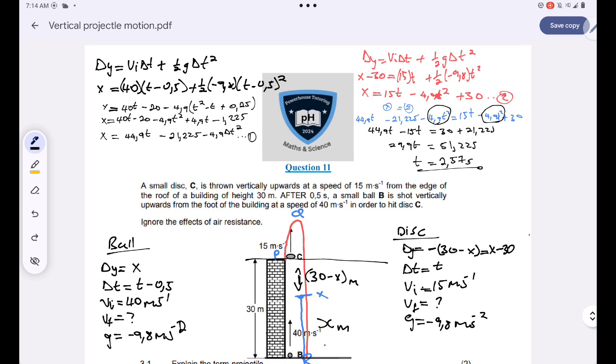Remember that, guys, we've taken information for ball B and for disc C. Are you together? This is the information of the ball, and then the red part is the information for the disc. And then both equations are equal to the same thing because they are at the same height above the ground. Are you together? Yeah, and then I've made equation 1 equal to equation 2. Then I've solved for t. That's how, guys, we're supposed to deal with that question.